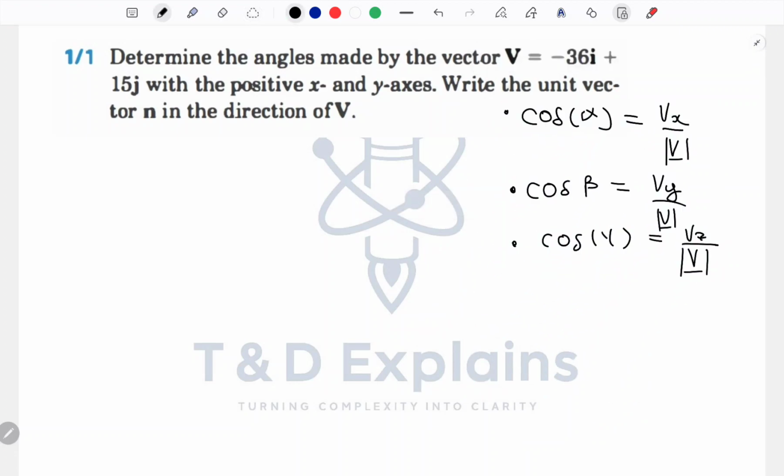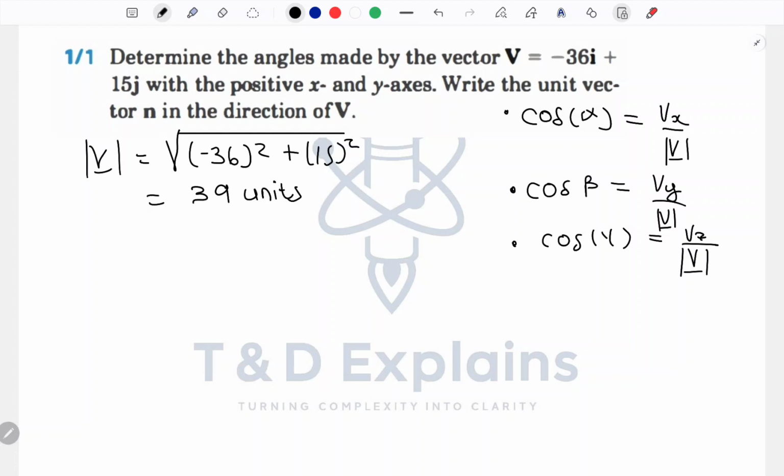Now we can solve the question when it says we should determine the angle that is made by v with the positive x-axis and y-axis. First things first, we are going to start with getting the magnitude of v. v is given by the square root of vx squared plus vy squared, which is negative 36 squared plus 15 squared. The answer which we get is 39 units.